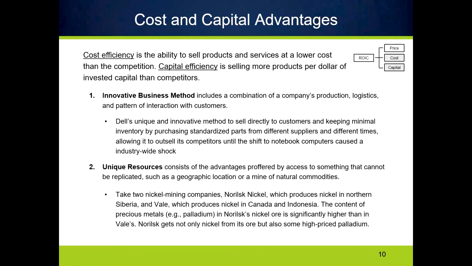But for whatever reason, the nickel mine in Siberia also contains palladium, which is a really expensive other metal used in electronics, but also in lots of other things. And there's not that much of it in the world, so it's really pricey. So not only does Norilsk get nickel when they mine, when they smelt the ore, they also separate some palladium, and that gives them a significant capital advantage. For doing exactly the same process, mining the nickel, they also get high-priced palladium, and Vale doesn't.